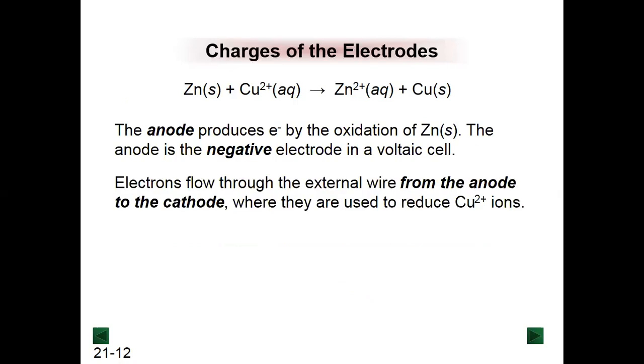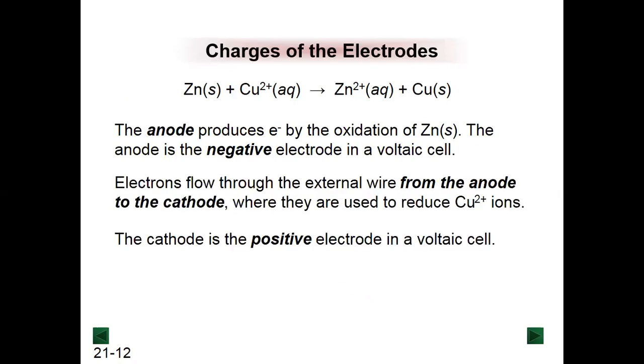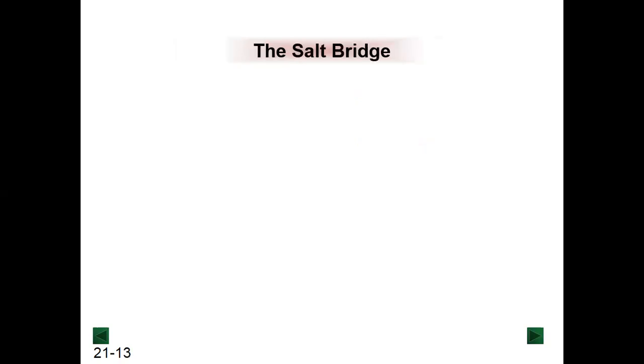Charges of electrodes. The anode produces electrons by oxidation of Zn. The anode is the negative electrode in a voltaic cell or galvanic cell. Electrons flow through the external wire from the anode to the cathode, so the direction of displacement of electrons is from the anode to the cathode, where they are used to reduce Cu2+ ions. The cathode is the positive electrode in a voltaic cell.